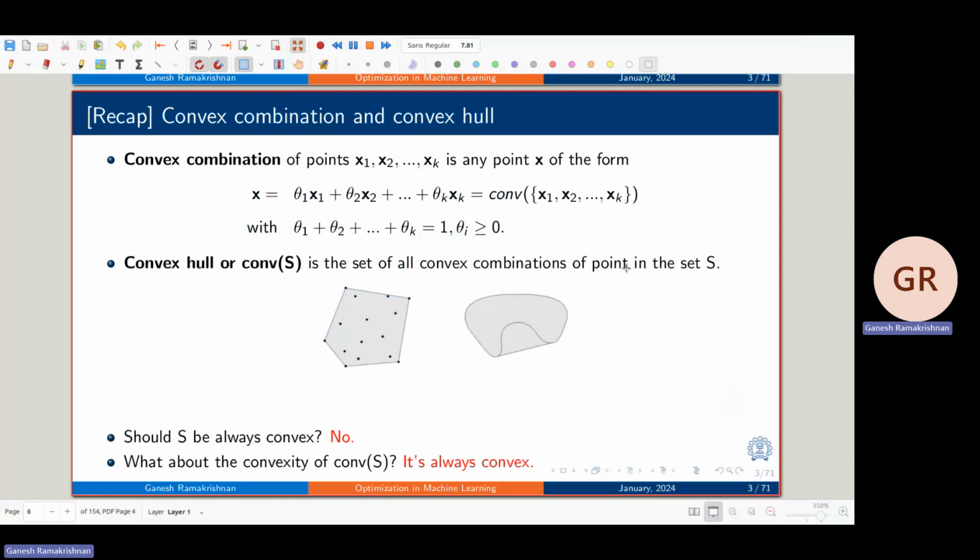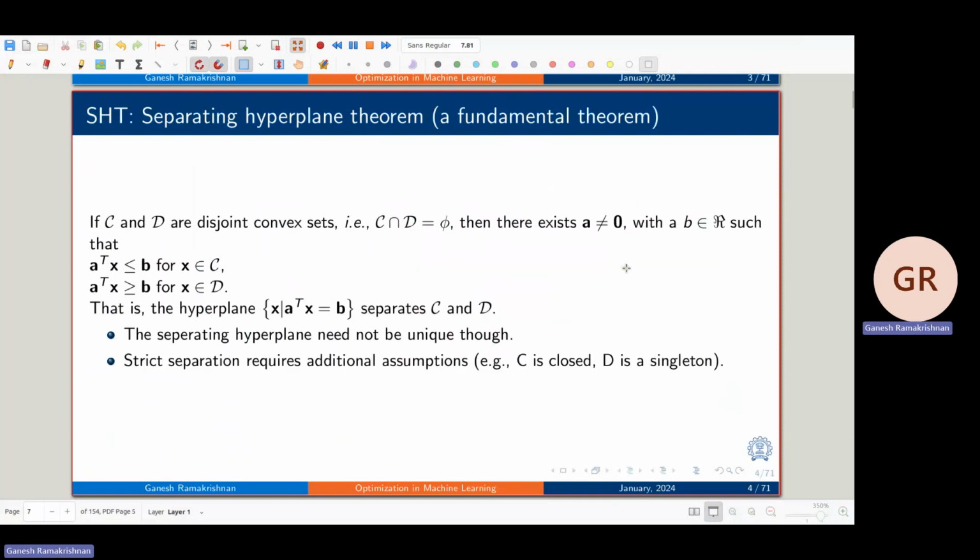The convexity of the convex hull is guaranteed. S need not be convex, even for its convex hull to be defined. Now, based on this so-called supporting hyperplane theorem, one could come up with a separating hyperplane theorem, which is: if C and D are disjoint convex sets, then you can actually come up with a hyperplane which separates the two.